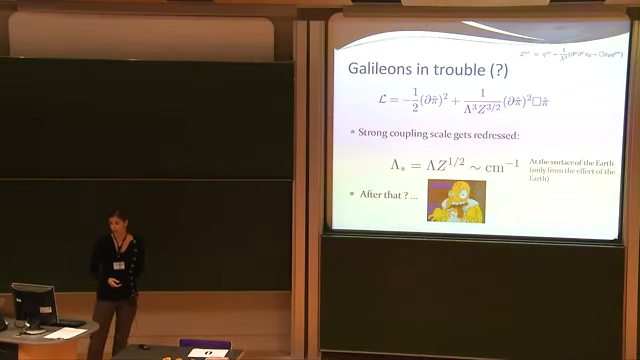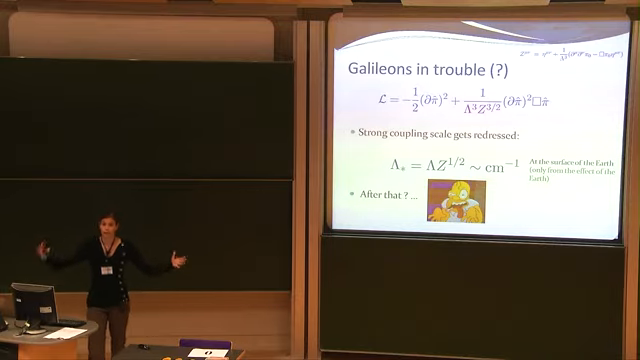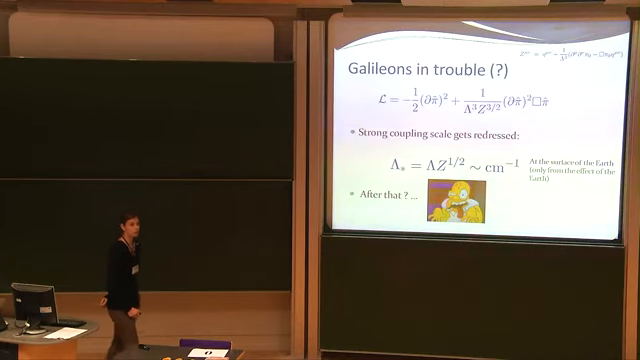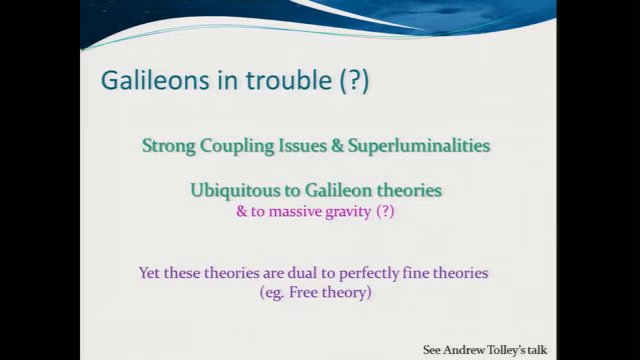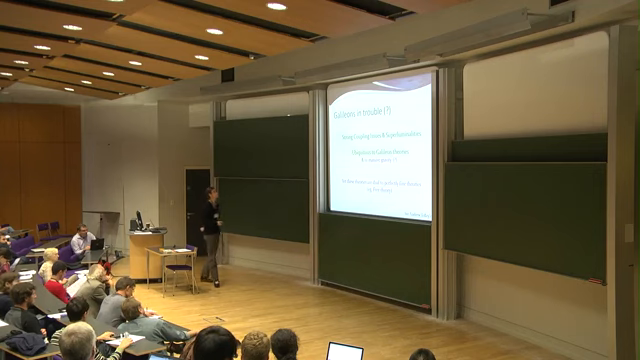So what do you do after that? Do you just throw away the theory, or do you try to resum these loops in such a way that you can go beyond that? And actually, this is what you can do. You use the Galilean duality mentioned by Andrew yesterday. For those of you who were at Andrew's talk yesterday, you might know what I'm talking about. For those of you who weren't, just go back in time and see his talk.